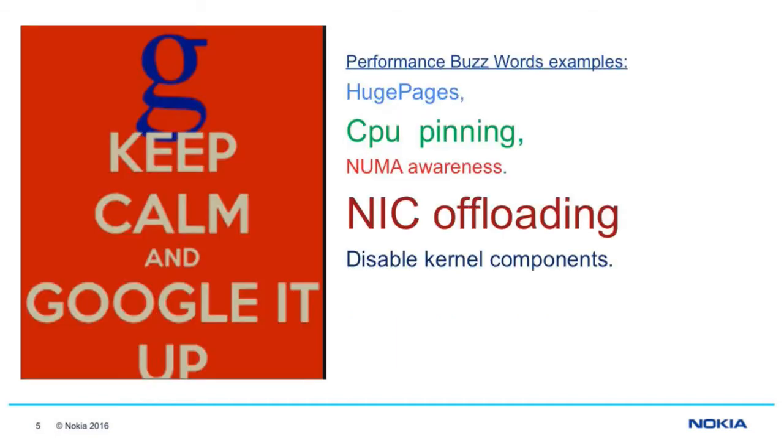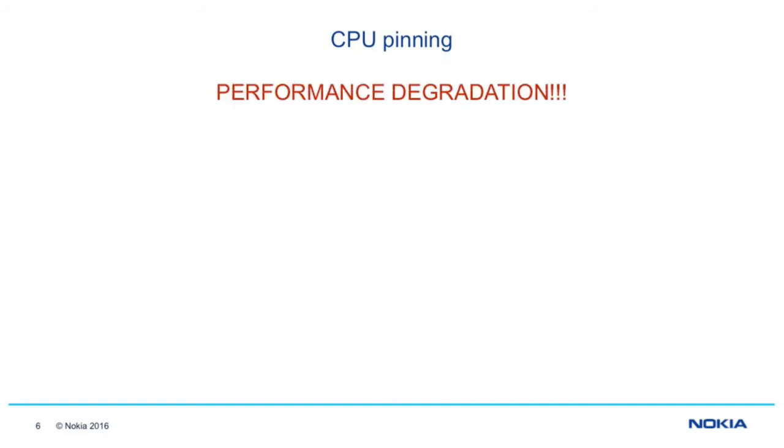So I Googled it up, and I found tons of buzzwords that are connected to VM performance. Huge pages, CPU pinning, NUMA awareness, NIC offloading, disable kernel modules, so many. What do I start with? I come from an embedded background, so I decided to start with CPU pinning. It's easy. So I took my VM and I CPU pinned it. And boom, performance degradation. That was not what I wanted.